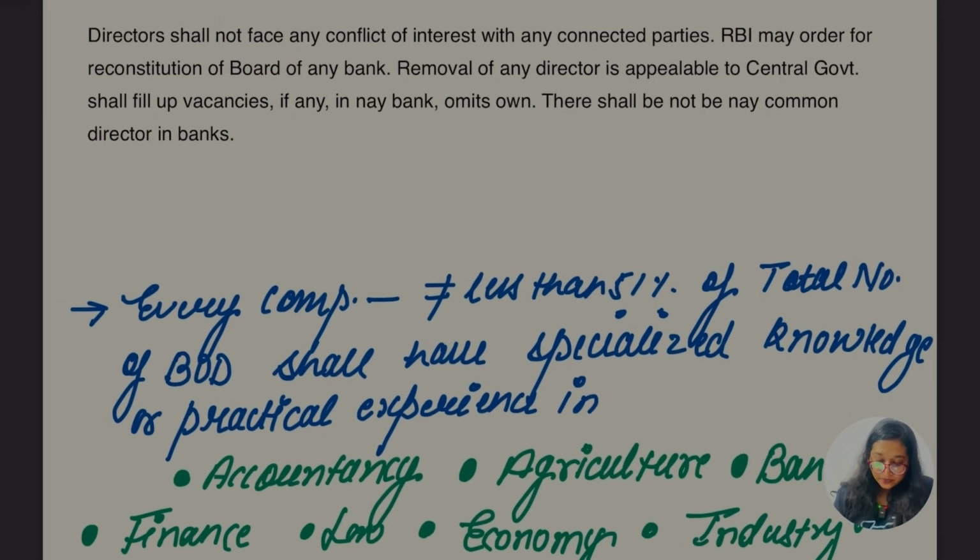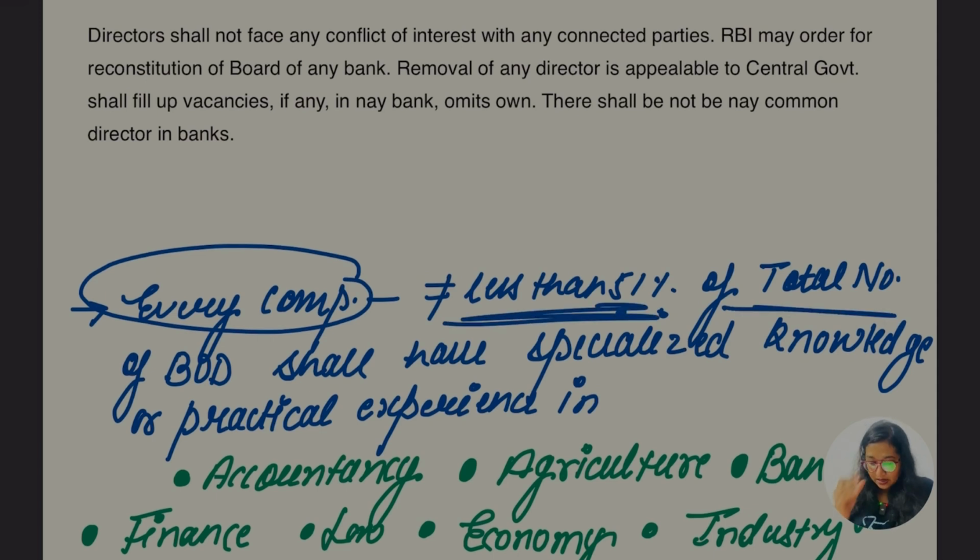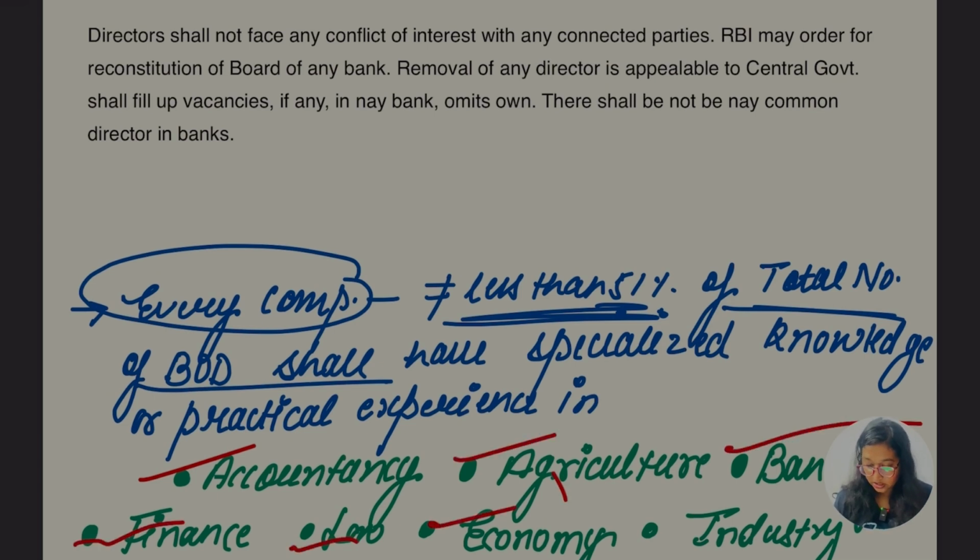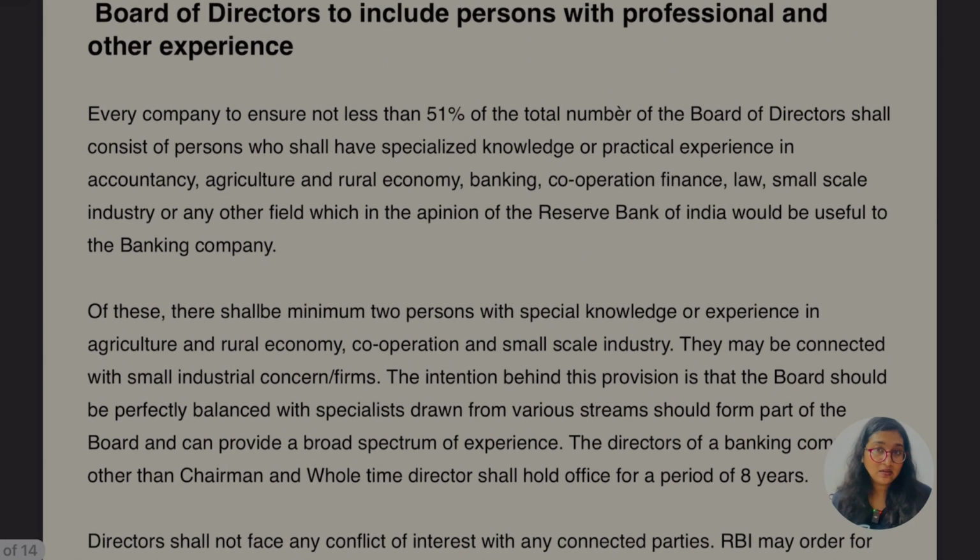What happens? They are talking about board of director. Now we know the meaning of board of director. In every company, not less than 51% of total number of board of directors shall have specialized knowledge and practical experience. We know this part, which is related to accounting, agriculture, banking, finance, law, economy and industry.